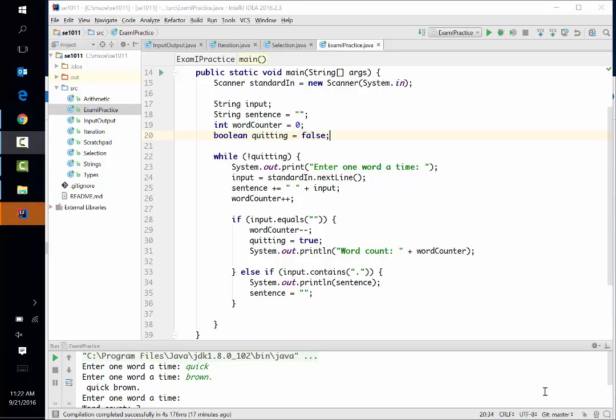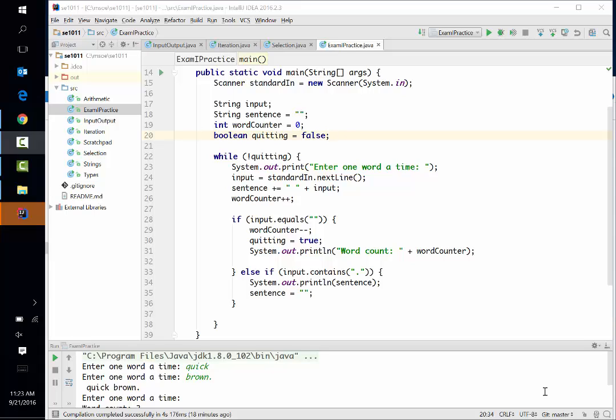Okay, so first thing is I'm doing my declarations. You saw there were 3 big requirements that we had to do in there. One of them was we had to count how many words were entered. The next thing was, when we encountered a period, we had to dump out a sentence. And then finally, the third big feature was quitting on someone just putting an enter in. Okay? So those are the 3 big things we had to do.